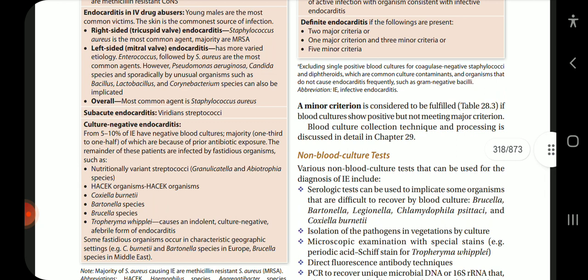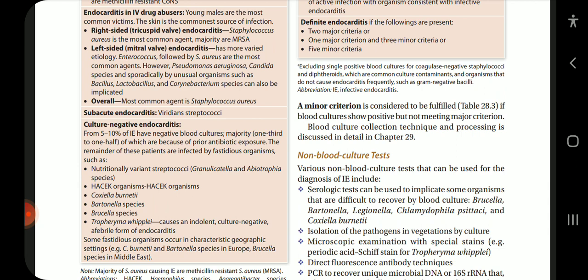Subacute endocarditis can be caused by viridans streptococci. Culture-negative endocarditis accounts for about 10% of infective endocarditis with negative blood cultures, one third to one half of which is because of prior antibiotic exposure. The remainder of these patients are infected by fastidious organisms such as nutritionally variant streptococci, like Granulicatella and Abiotrophia.